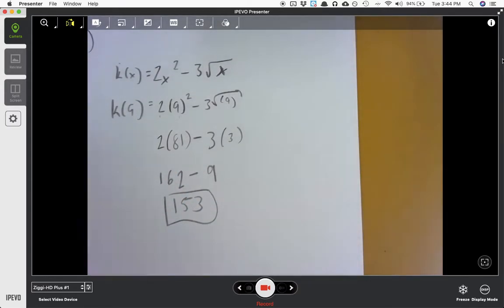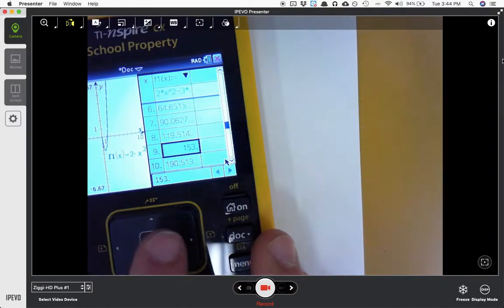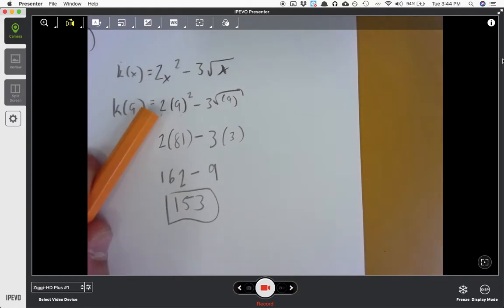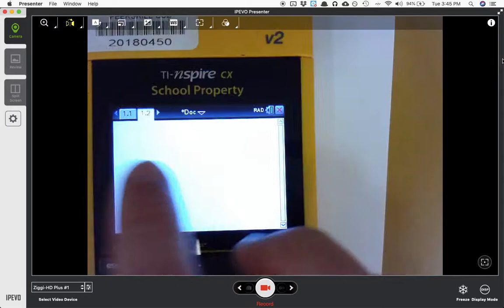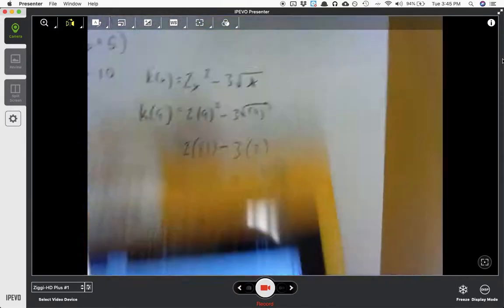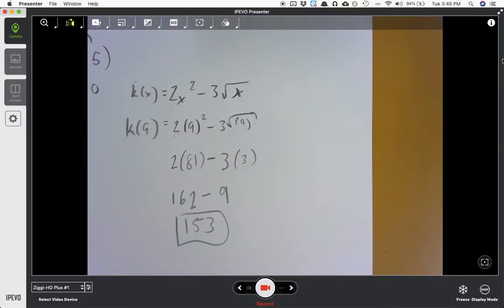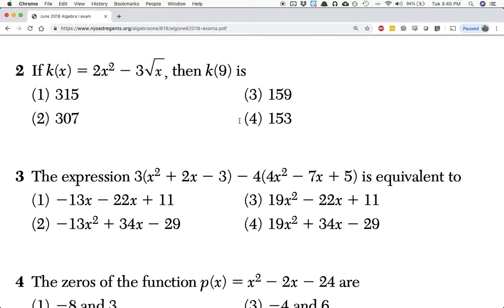So you can either do it by hand, you can do it on the calculator in the table, or you can do a mix. You can do it by hand and then go to a new calculator and actually just start typing in, 2 times 9 minus blah, blah, blah, and it should do it for you. Either way, the right answer for this one is answer choice 4.